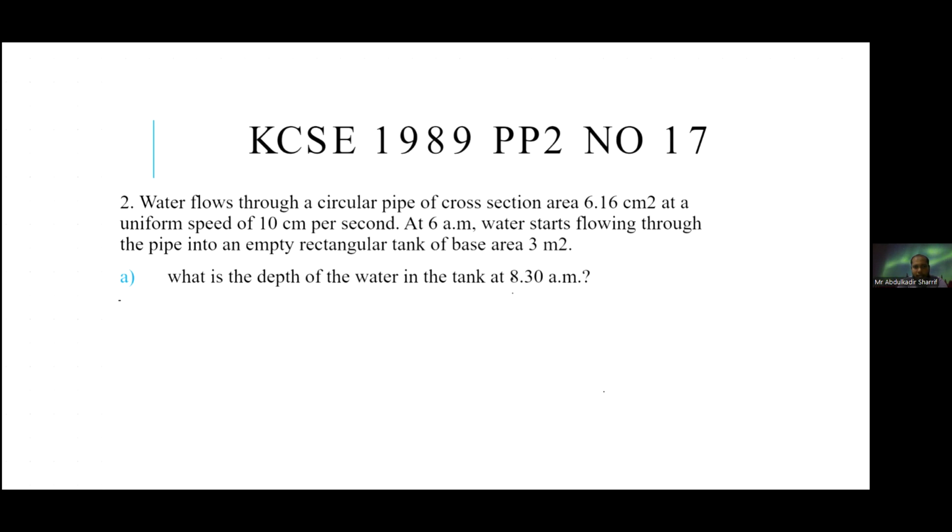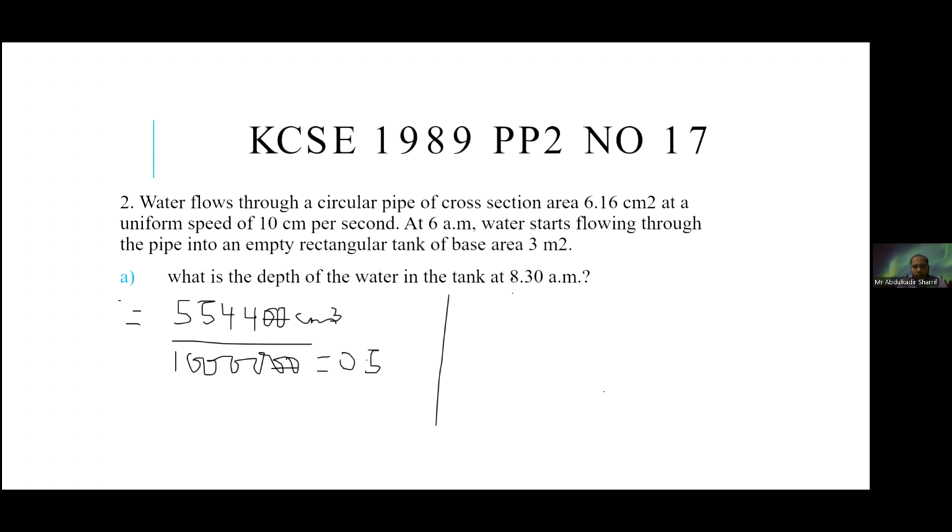But first, let's change 554,400 cubic centimeter into cubic meter. So we divide by 1 million, because for every 1 cubic meter we have 1 million cubic centimeter. So the answer that you'll get will be 0.5544 cubic meter.